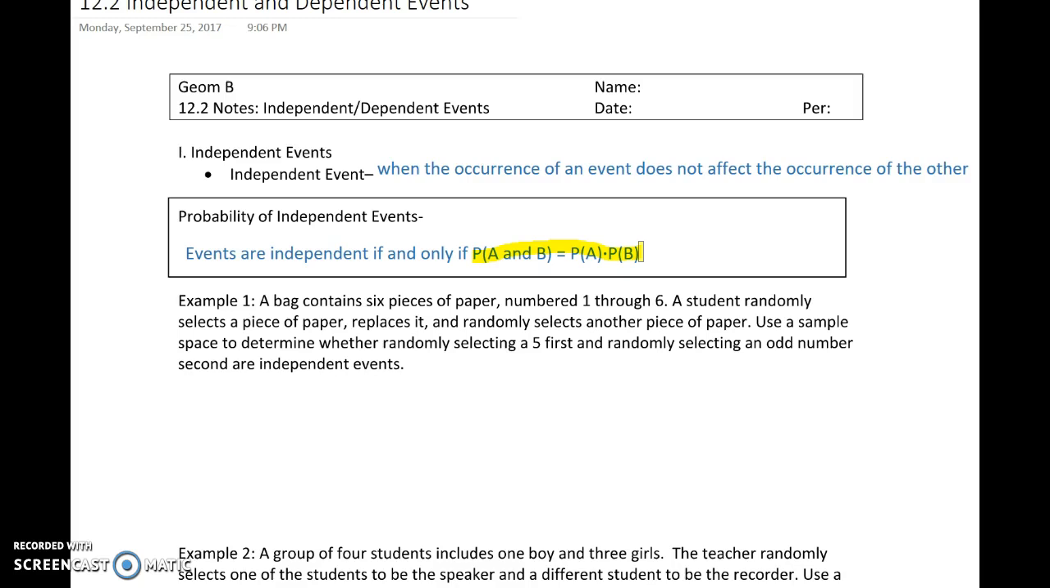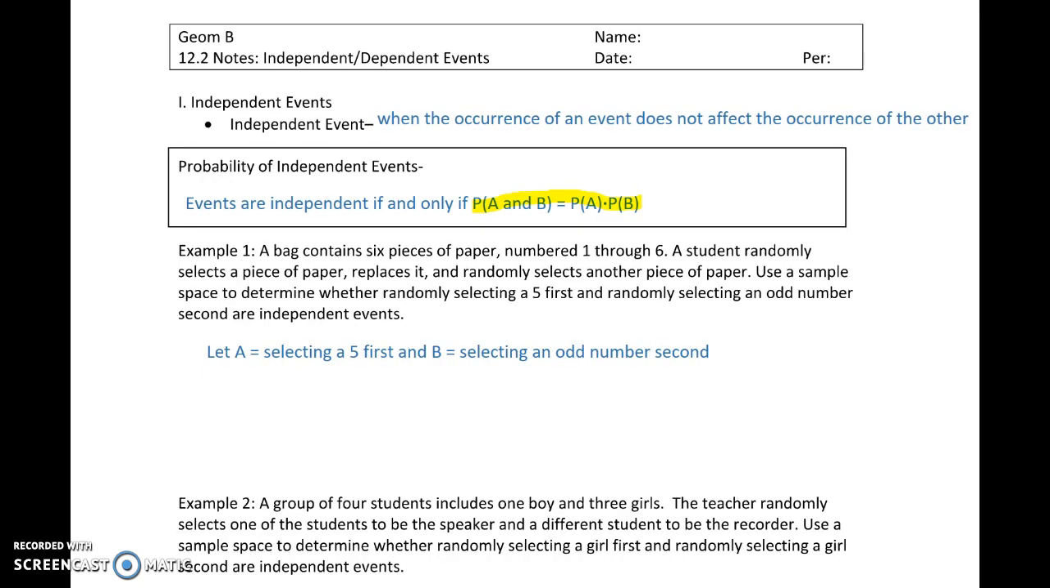So we're looking at, for example, example 1: a bag contains 6 pieces of paper, numbered 1 through 6. A student randomly selects a piece of paper, replaces it, and randomly selects another paper. What we want to do is determine if randomly selecting an odd number, a 5 first, and then selecting an odd number second are independent events. So we have two things happening, the probability of A and the probability of B. We can define A as selecting a 5 first, and then we'll let B be selecting an odd number second. Okay, so what we want to do then is figure out the probability of three things, A and B both happening, and then A and B separately.